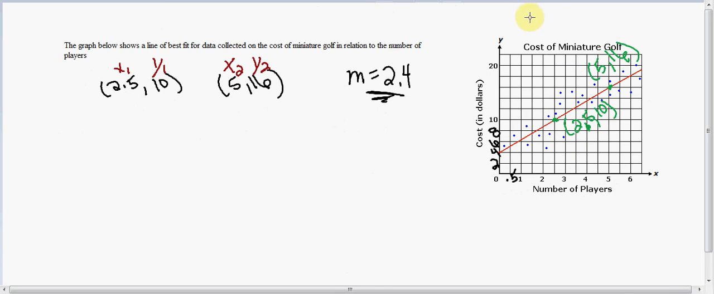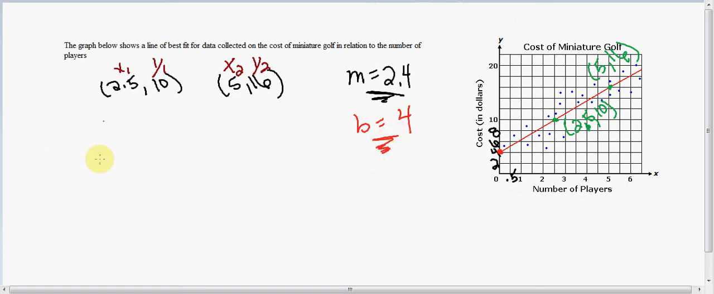Alright, now the other piece of information I need to get a line of best fit or a line in general when I have 2 points is the y-intercept. 2 ways on this graph that I can get the y-intercept. The first way is really just by looking at it. I can tell that the graph crosses the y-axis right here at 4. So I could say that b, the y-intercept, is 4 if I wanted to, and go with that.